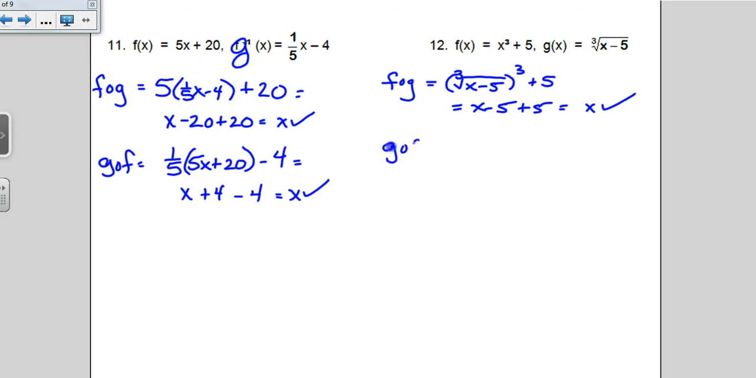Now let's go the other way around, g of f. So g is the cube root, and instead of x minus 5, we're supposed to put the f in place of the x, so x to the 3rd plus 5 minus 5. So the plus 5 and the minus 5 cancel, and you get a cube root of x to the 3rd, which leaves us with just an x. So again, we've proven that those are inverses.